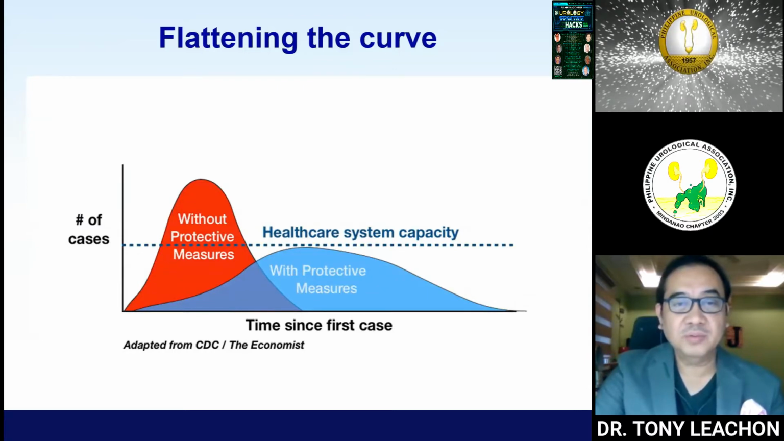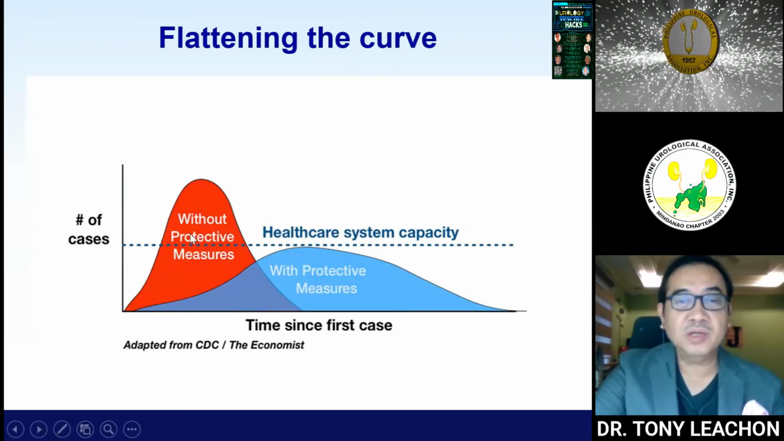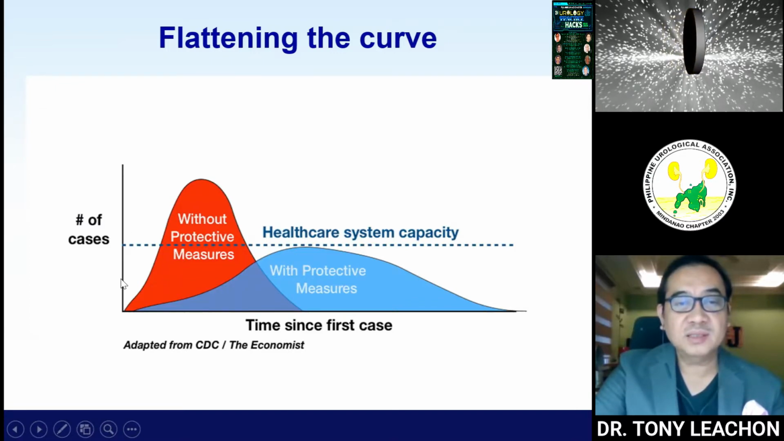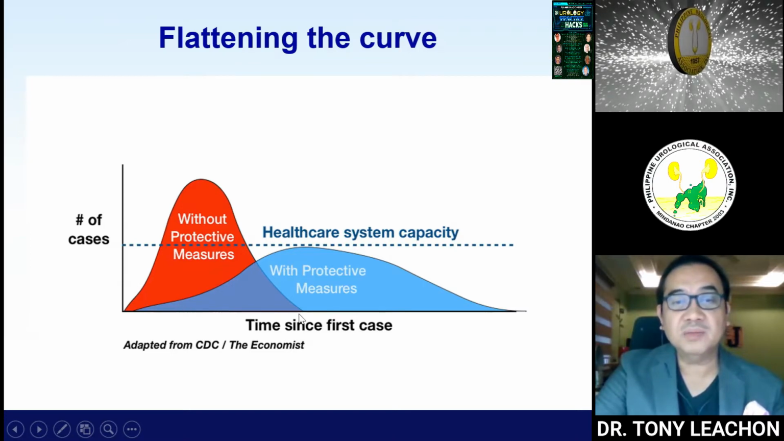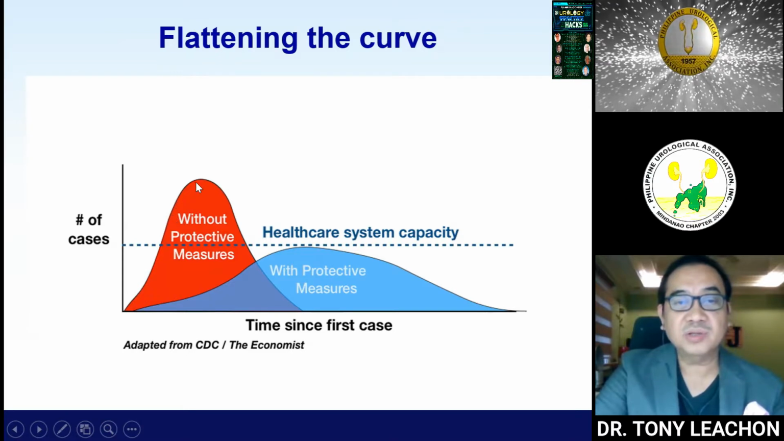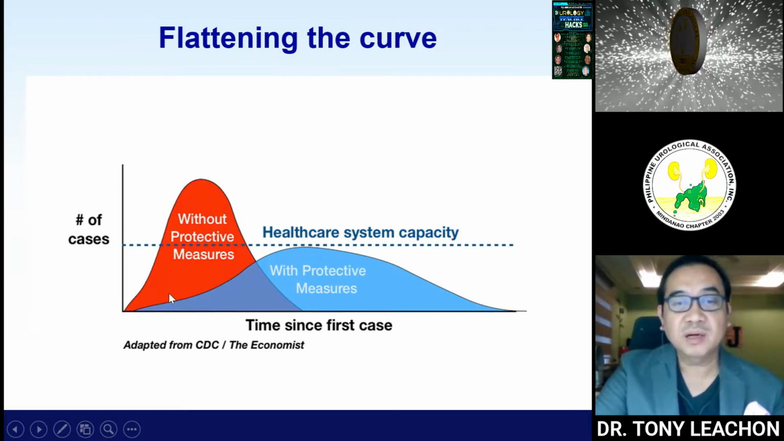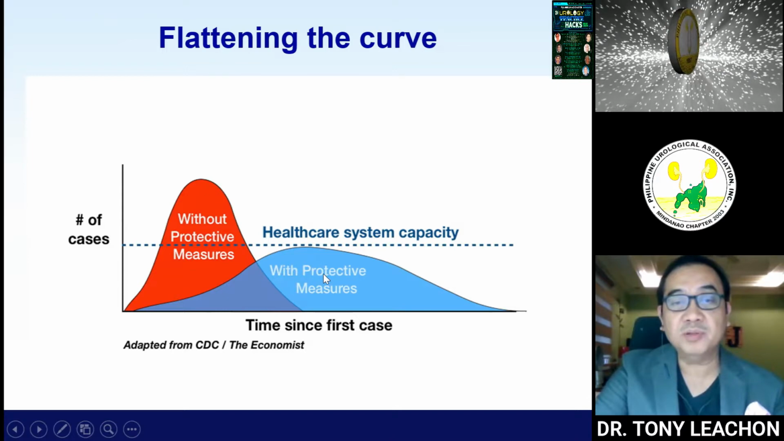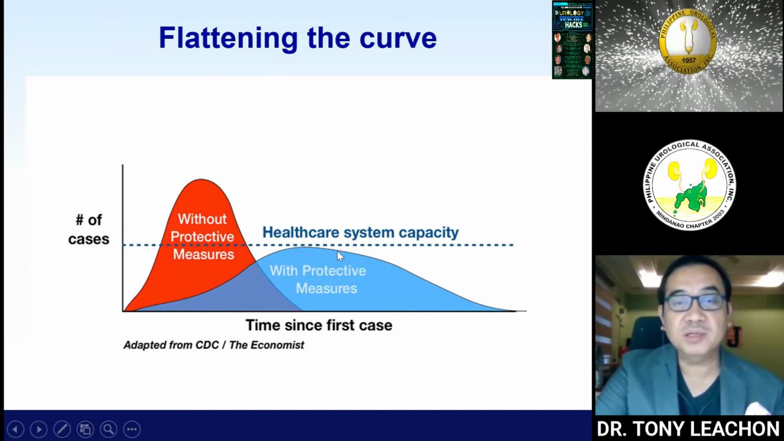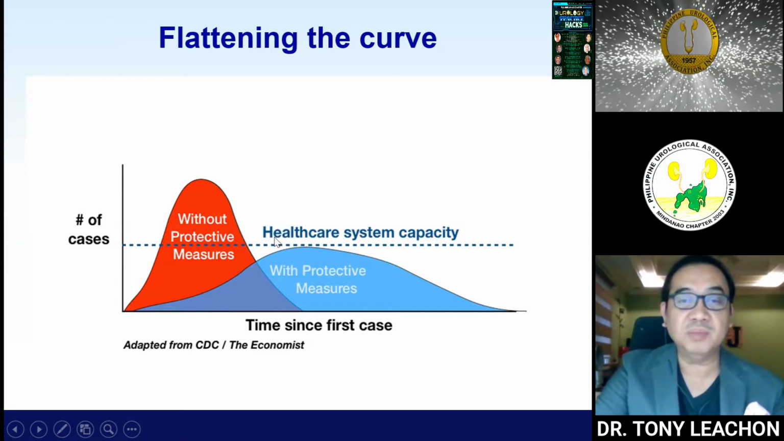Flattening of the curve would mean that there are usually two curves that we need to understand. One, here in the y-axis, or the vertical axis would be the number of cases, and the horizontal would be the time since the first case. The higher the curve would mean higher acceleration, and then there will be peaking and then deceleration if we will not do any protective measures. Our goal is to have a slower acceleration by actually doing some protective measures, and then with gradual deceleration. This is done specifically so that our healthcare system capacity will not be overwhelmed.